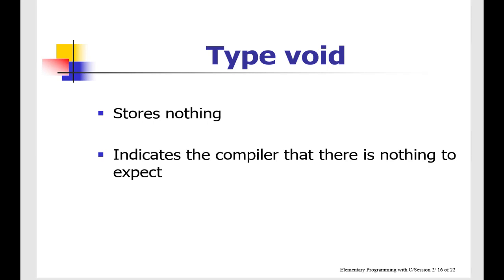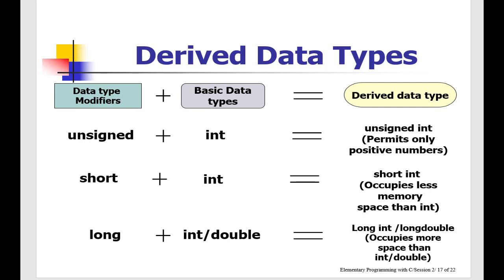Some of these data types hold very small or constrained ranges, and you may want to expand them, or some are very large types and you may want to make them smaller. To do that, we use what are called derived data types. Let's look at these derived data types. A derived data type is given by combining a data type modifier with a basic type. The modifiers we have in C are unsigned, short, and long.